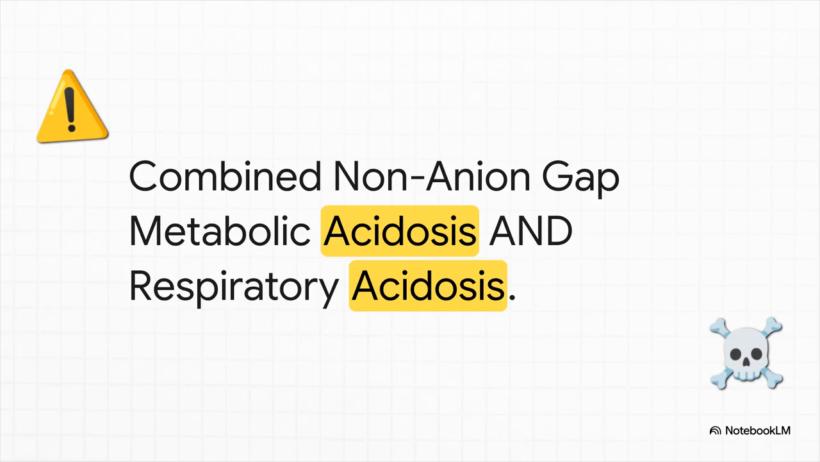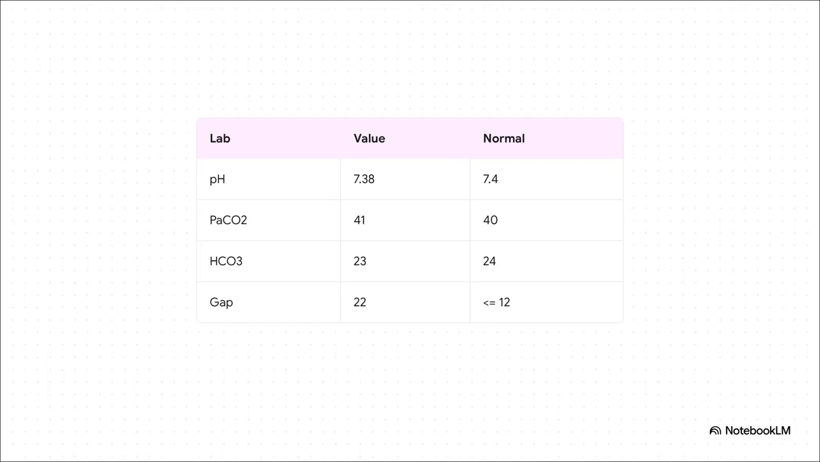Because the patient was heavily sedated with benzodiazepines, her respiratory center was totally suppressed. She physically couldn't blow off the CO2, creating a lethal secondary respiratory acidosis right on top of her metabolic crisis. It's a tragic iatrogenic harm. All right, let's look at our final, most deceptive case, the perfect crime.